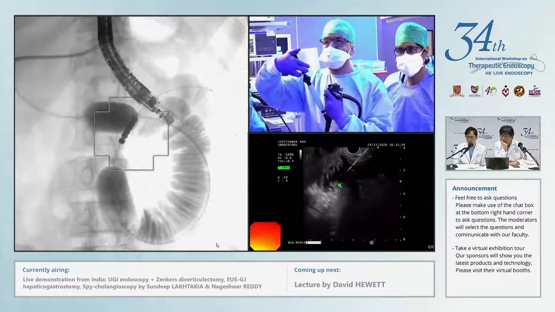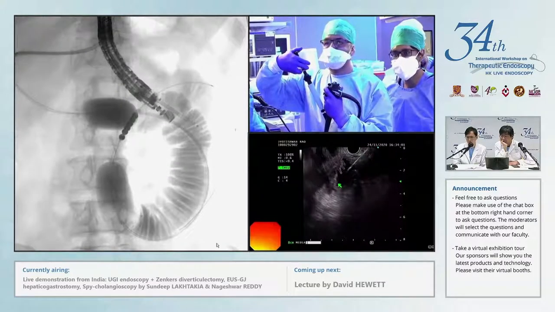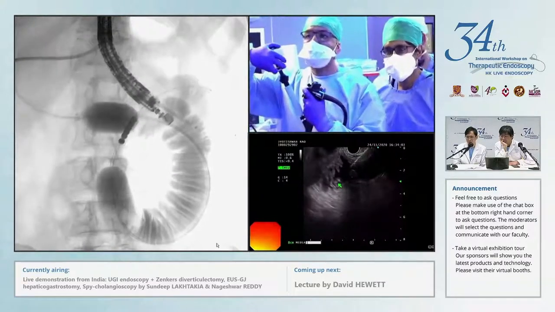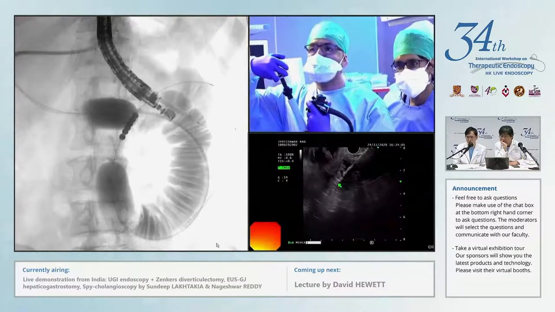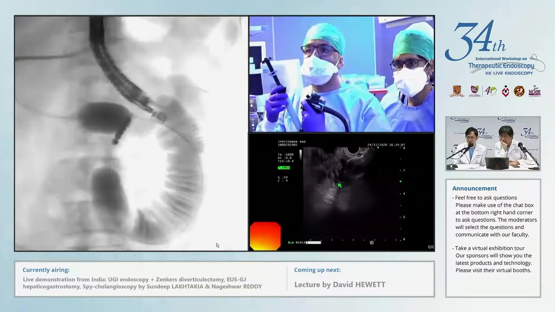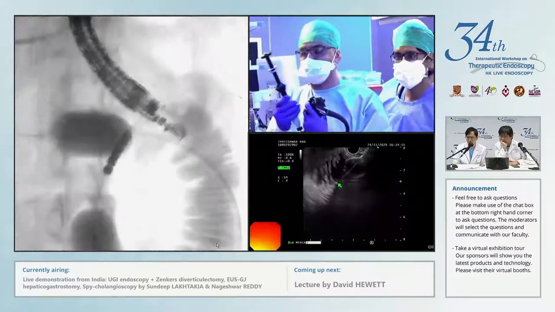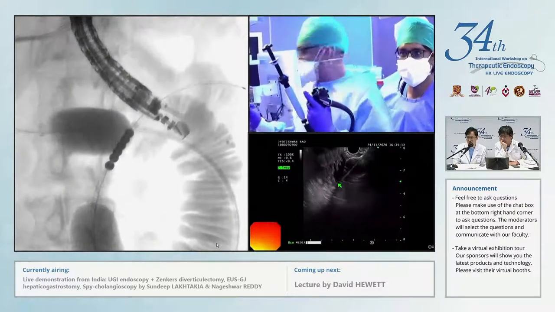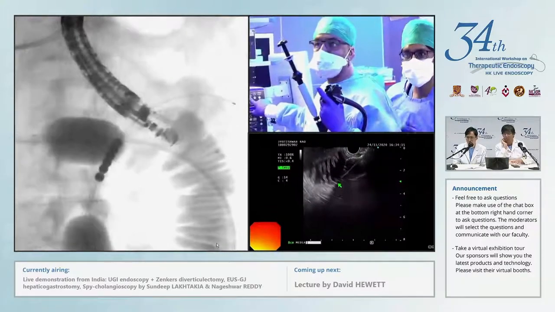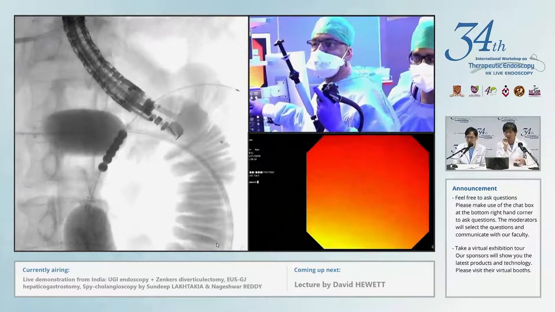And we are releasing the proximal flange now. Okay, the inner flange. It's opening. You can see? Yes. Here it comes. So it is very well approximated with the jejunal wall. And we'll get the endoscopy view now.